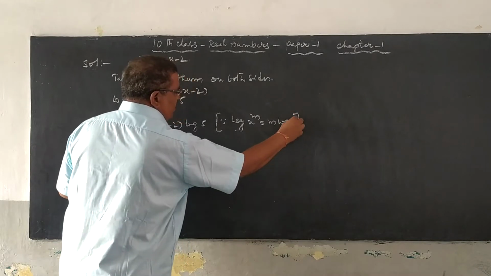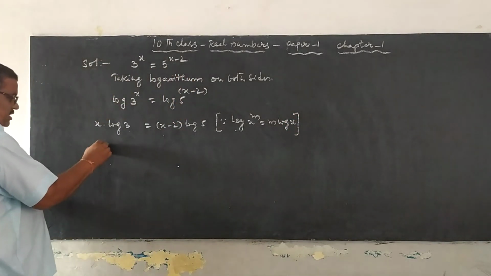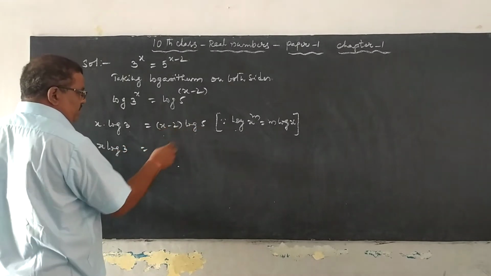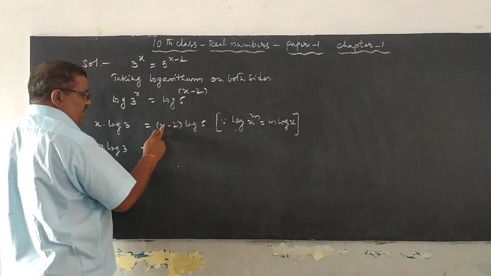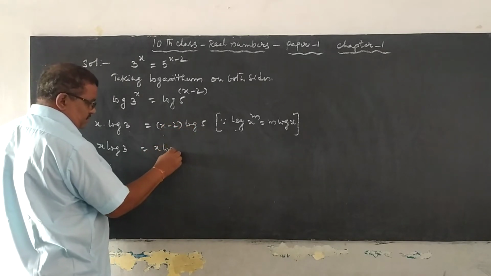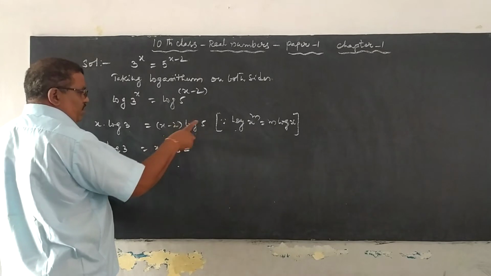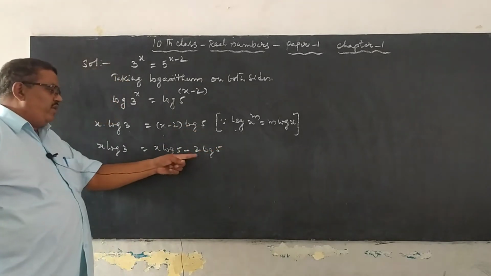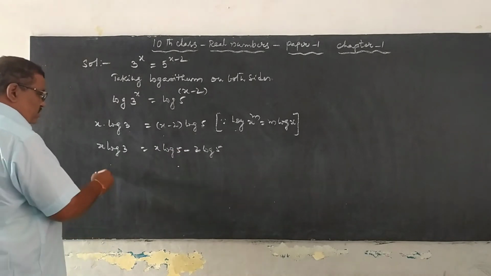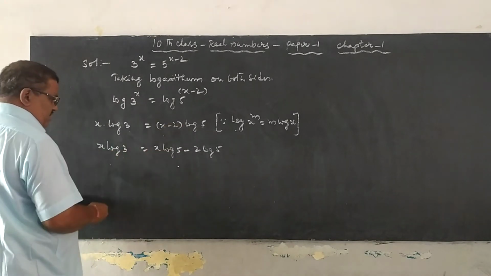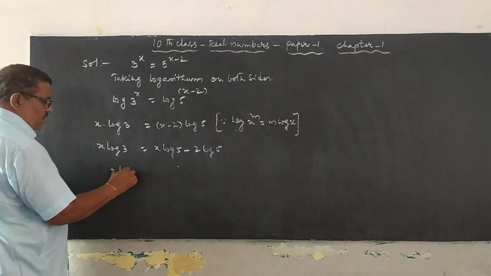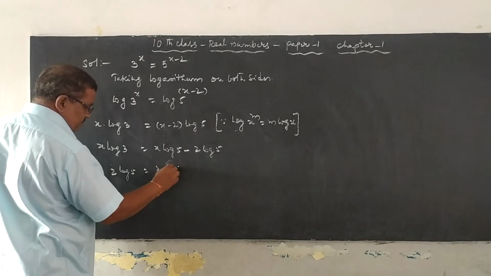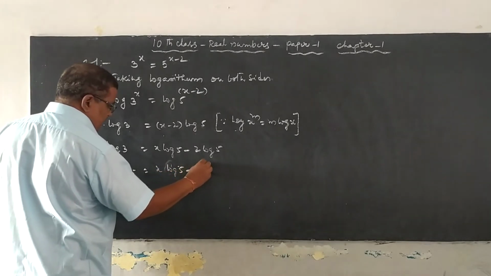Using this formula we have to write this one, x log 3 is equal to (x minus 2) into log 5, that is a minus b into c. So, expand this one, x into log 5, x log 5 minus 2 into log 5, 2 log 5. Minus 2 log 5 transpose to LHS and x log 3 transpose to RHS. You get 2 log 5 is equal to x log 5 minus x log 3.